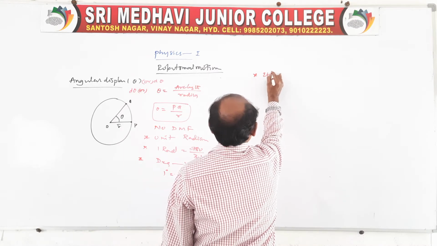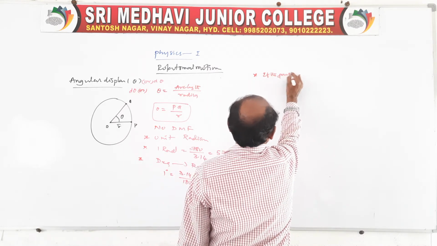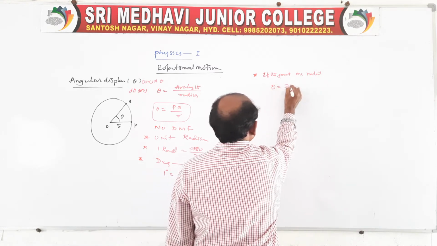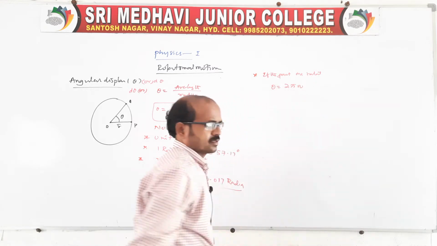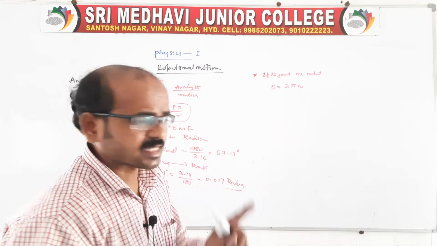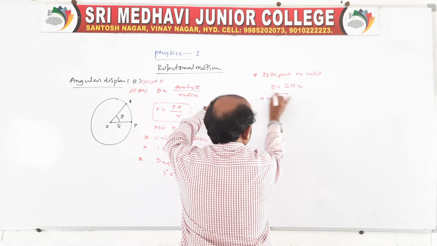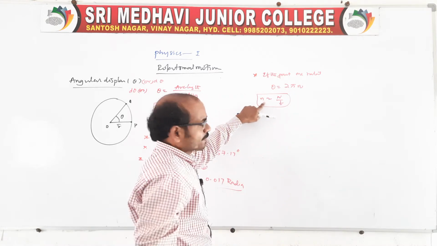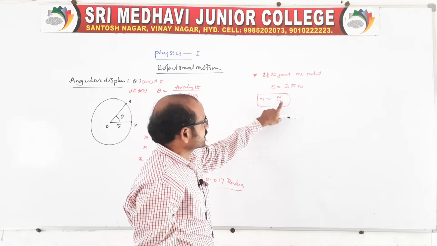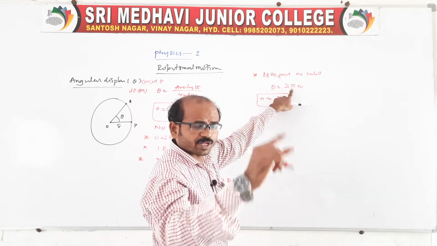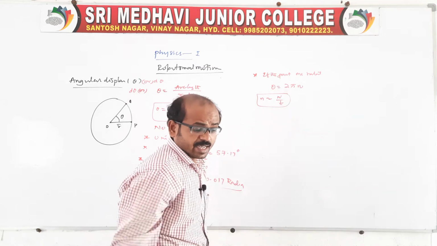This is all very important. If the particle completes 1 rotation, theta is equal to 2 pi n. What is n? Small n is the number of rotations per second. For completion of 1 rotation, theta takes 2 pi.